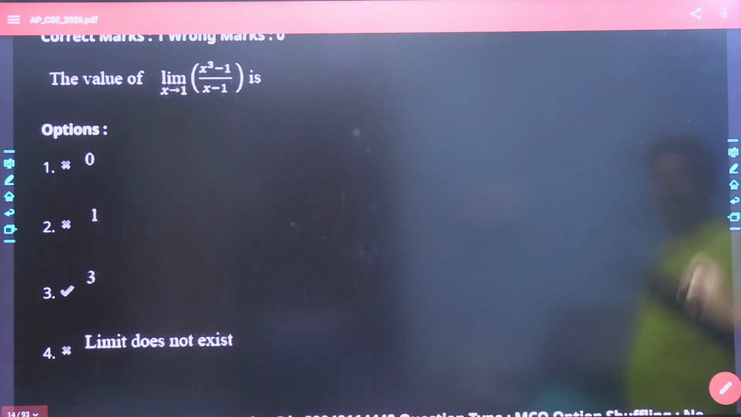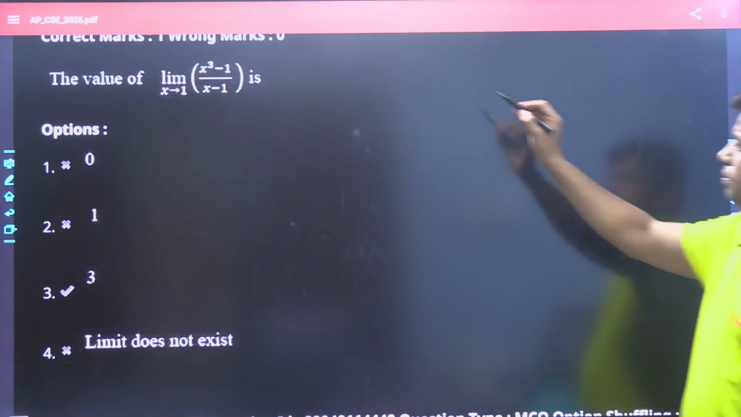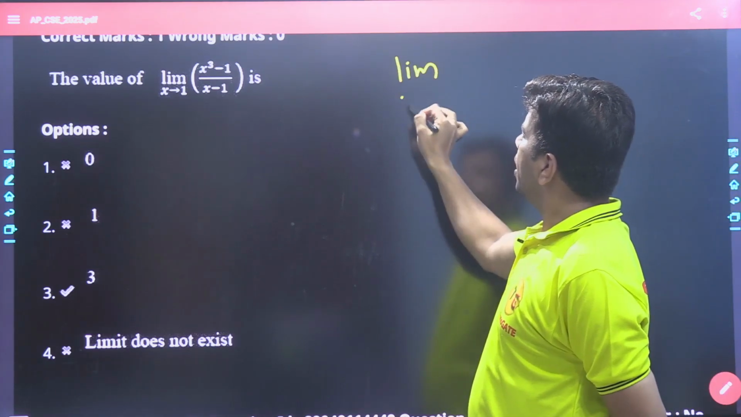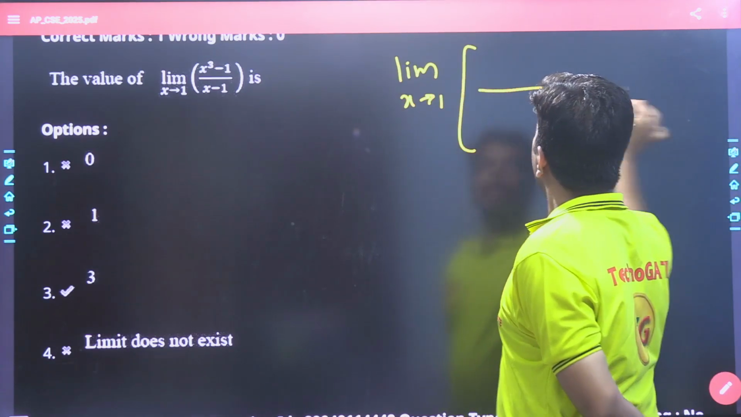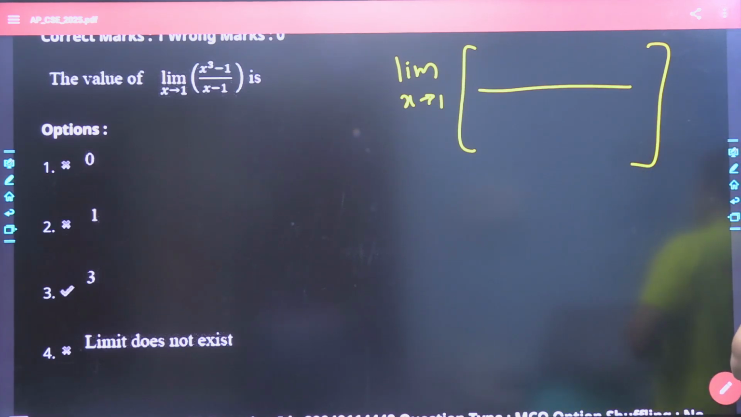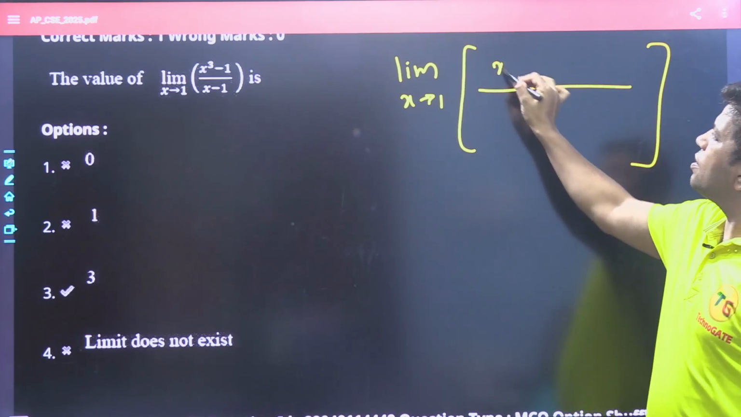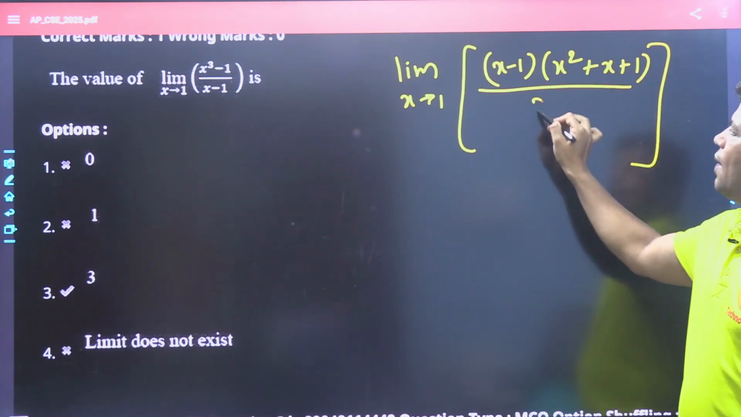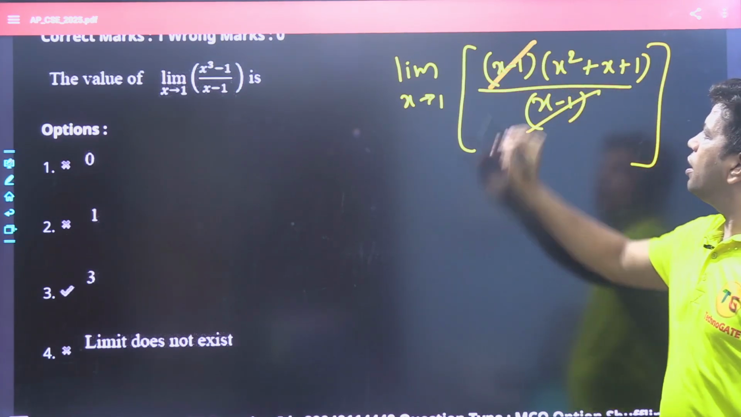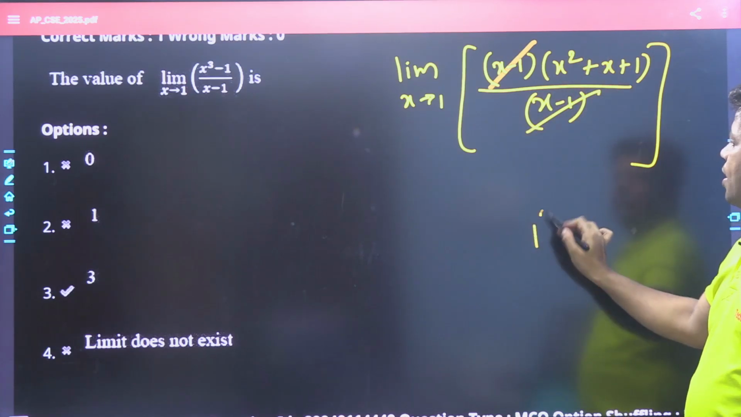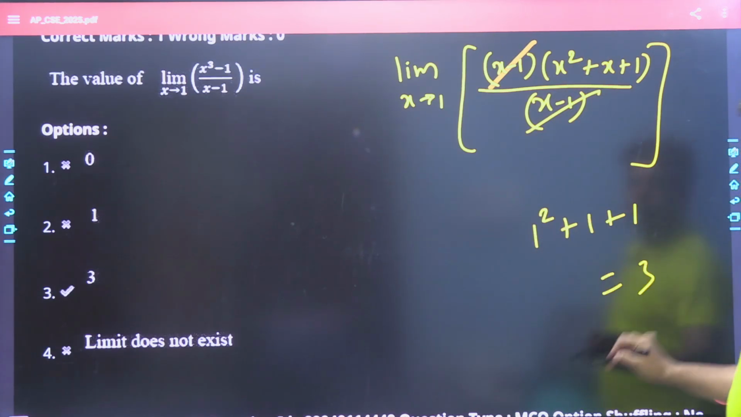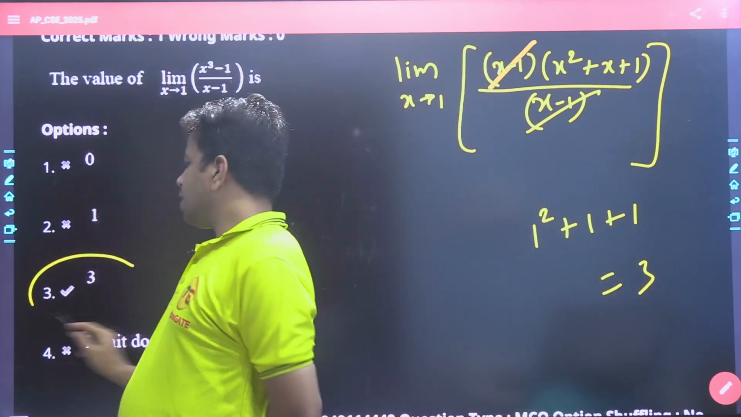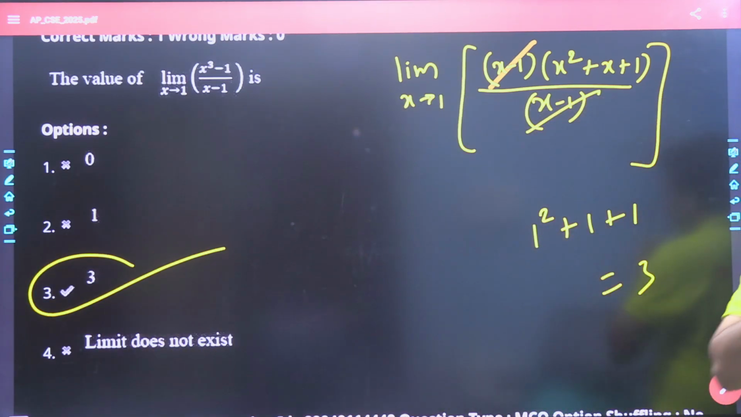Now we need to compute the value of limit x tends to 1, (x cube minus 1) divided by (x minus 1). Apply the formula for x cube minus 1. We can say it is (x minus 1) multiplied by (x square plus x plus 1), divided by (x minus 1). Just cancel this out and put the value. So 1 square plus 1 plus 1 becomes 3. So you can go with the third answer. 3 is your answer.